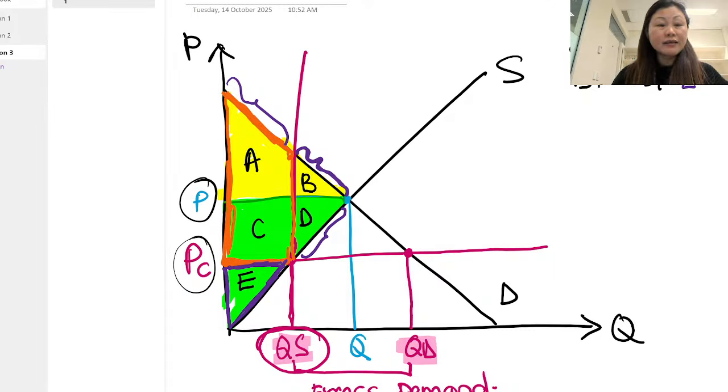Before the price ceiling, for this group of suppliers, they would be getting sector C and sector E. Forget about D for the moment. At that particular quantity supplied and at price at equilibrium, at price P, they would have gotten sector C and sector E at that initial price. But now, because of the price ceiling, they're only getting sector E. Okay?